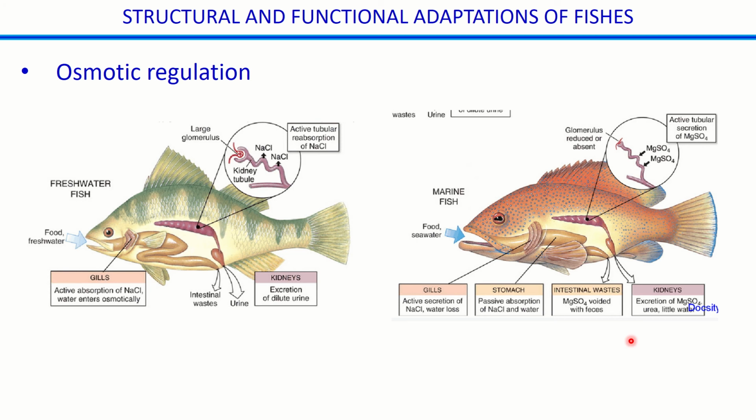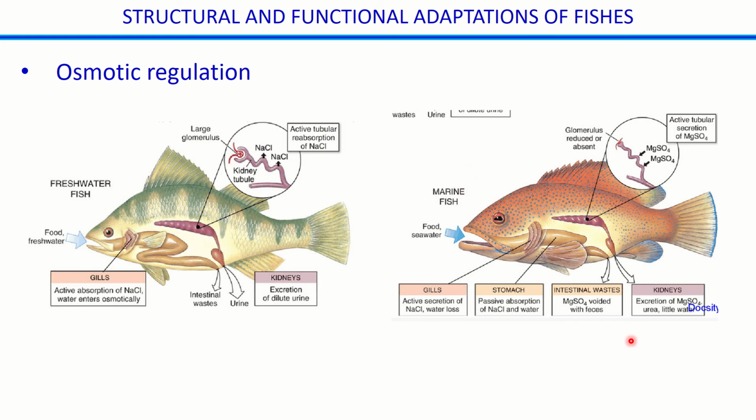Okay, that's quite simple. Marine fish have the opposite problem. What do they do? Food and seawater comes into their mouth. What do they then do? They actively secrete the salt and lose water out of the gills. So they're trying to get rid of the salt, but as they're excreting the salt, they're also losing the water. Okay, so in the marine environment, the fish is less salty than the surrounding water. Okay, so in their stomach, they passively absorb sodium chloride and water. So here's the same type of cells that excrete.